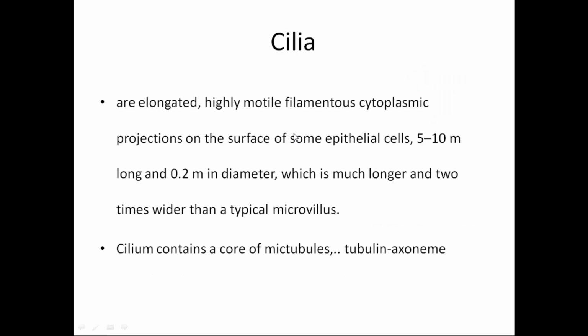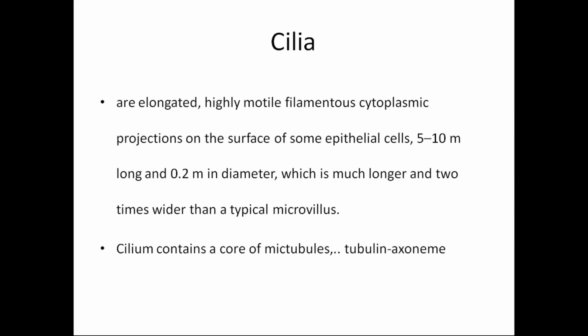Now cilia. Cilia are another apical surface projection that is very important. They are elongated, highly motile filamentous cytoplasmic projections on the surface of some epithelial cells. These cilia are 5 to 10 micrometers long and 0.2 micrometer in diameter, which is much longer and 2 times wider than a typical microvillus. And this cilium contains a core of microtubules made of alpha and beta tubulin. As a whole, these cilium core microtubules are called axoneme.